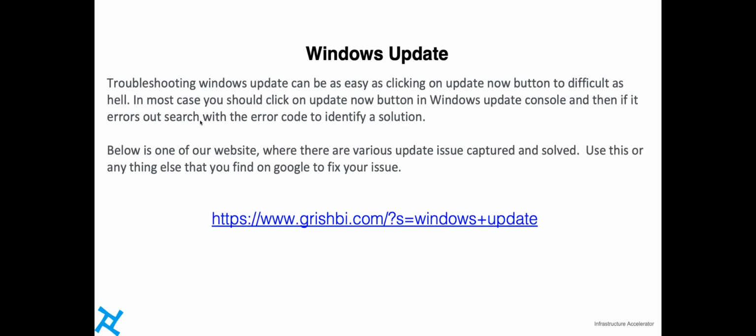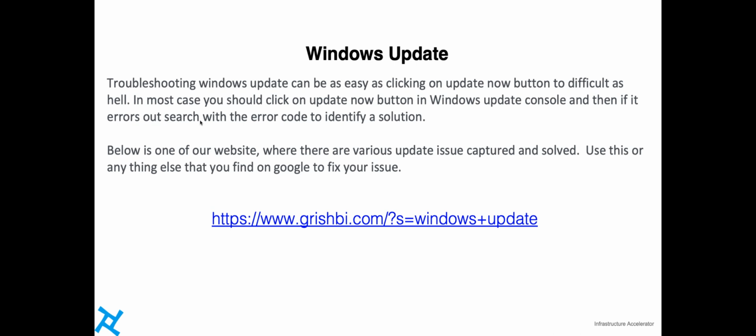Troubleshooting Windows Update can be as easy as clicking on the Update Now button, to as difficult as hell. It could be very difficult. In most cases, you should click on the Update Now button in the Windows Update console and then see if it errors out, then search with the error code like I just told you.